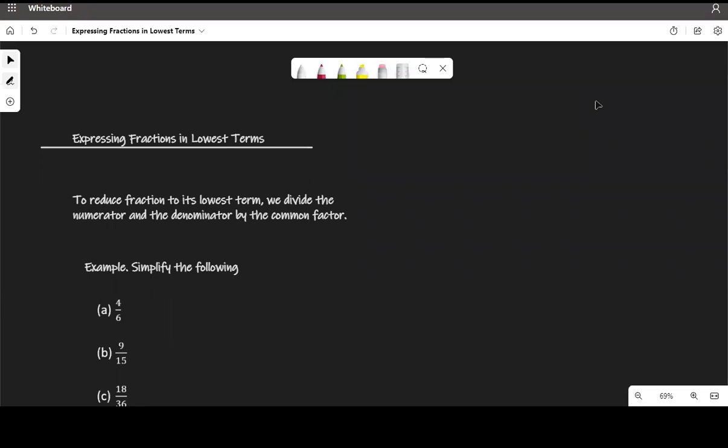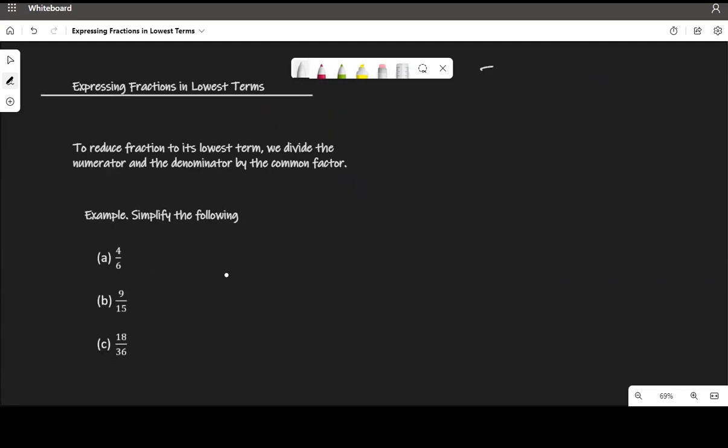We're going to learn how to express fractions in their lowest terms. To reduce a fraction to its lowest term, we divide both the numerator and the denominator of the fraction by the common factor. What do I mean by the common factor? The common factor of the numerator and the denominator is a number that divides both the numerator and the denominator without a remainder. The highest number that can divide both of them without a remainder. So when we divide the numerator and the denominator by that highest number, we will be able to reduce the fraction to the lowest term.